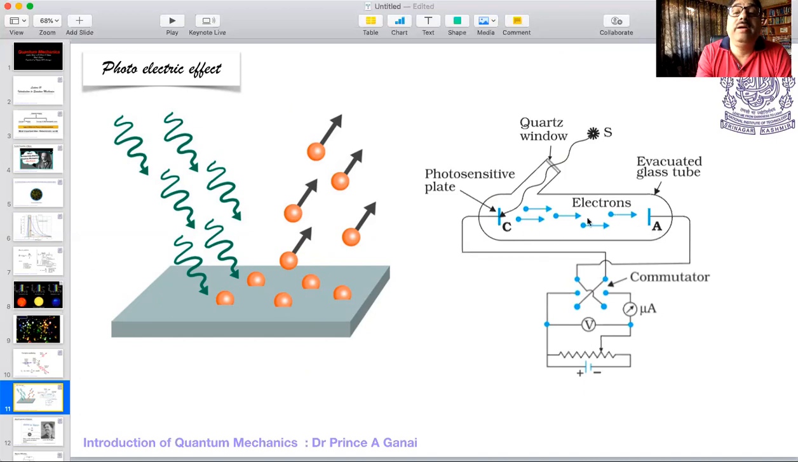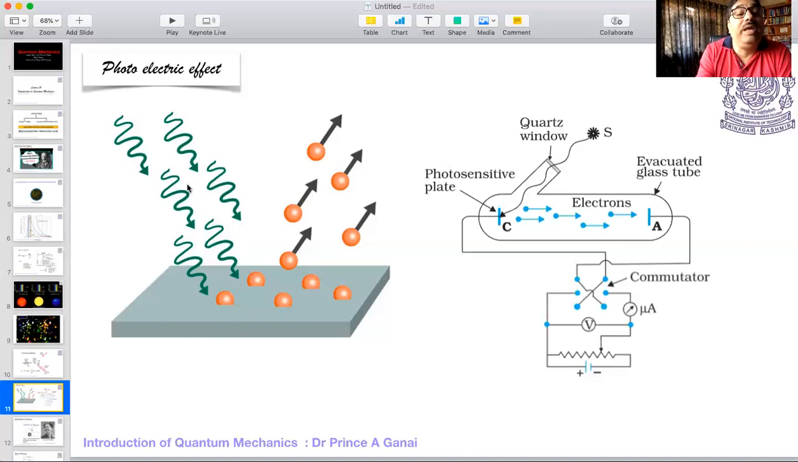There were many interesting results obtained from this experiment, and all those results were against the electromagnetic wave theory. If we take electromagnetic wave theory into account, then we cannot explain the results that we obtained in this experiment. And Einstein came up with a proposal that this experiment can be easily understood if, instead of considering light as a wave phenomenon, we assume that light propagates in the form of particles called photons, and each photon has energy h nu.